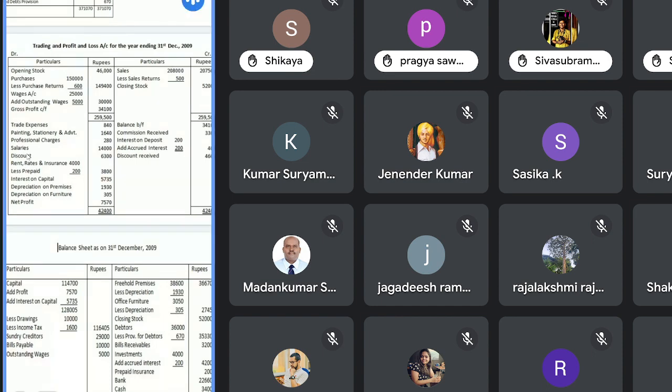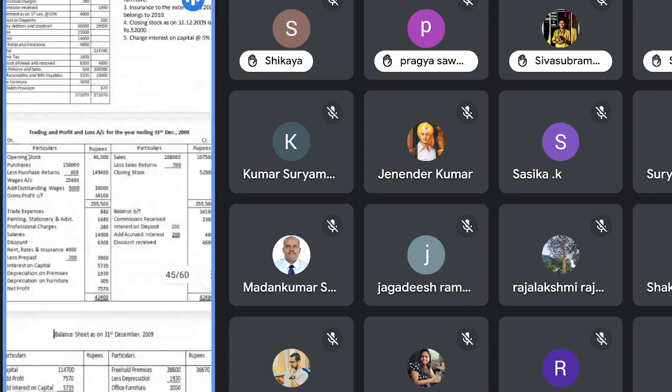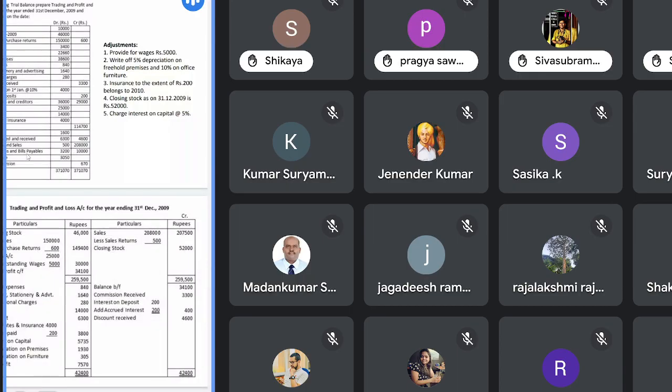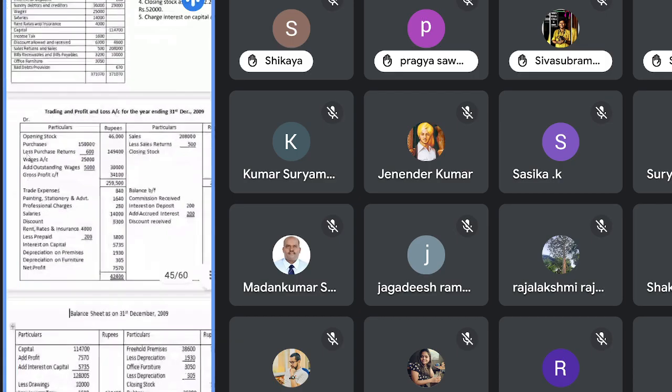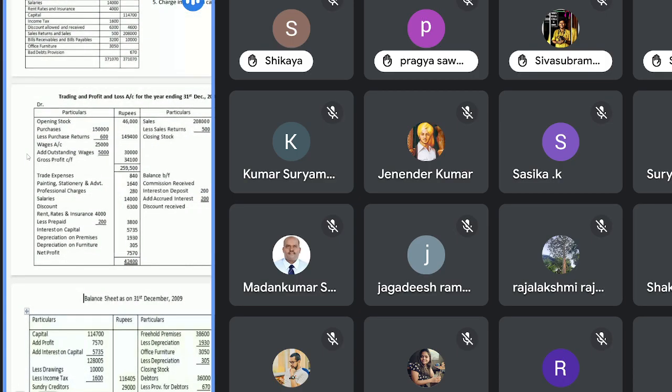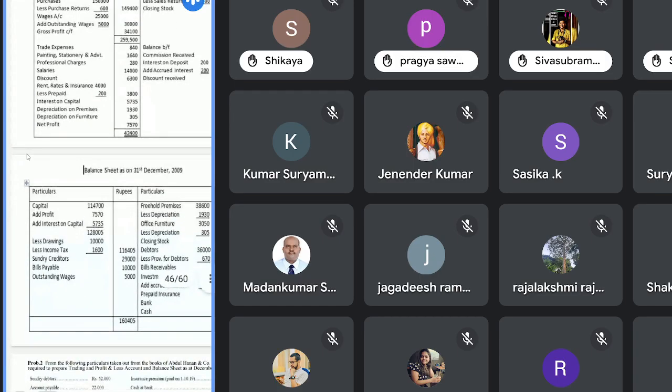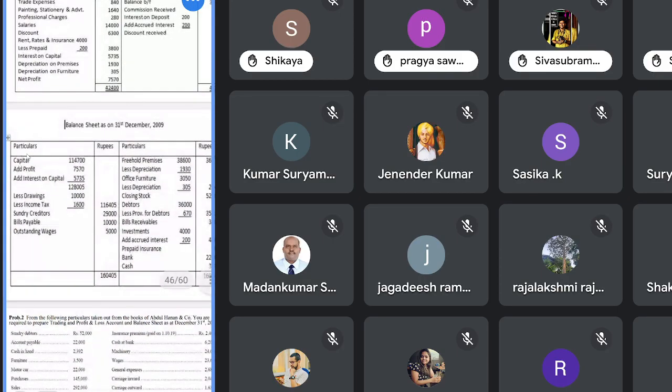So the items given in the adjustments, you have to take in two places. It will be adjusted in the trading account and profit and loss account, or profit and loss account and balance sheet, like that, right? See your outstanding wages. Outstanding wages will be placed in two places. One, you have to add in the trading account debit side along with wages, and also you have to show it as a current liability in the liability side of the balance sheet. Okay.